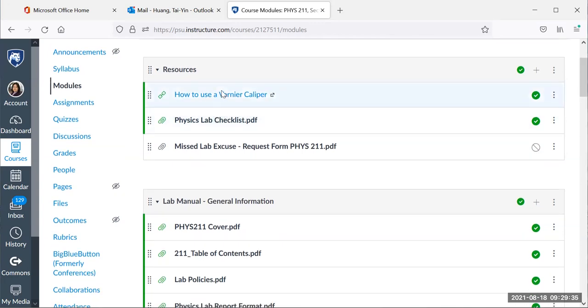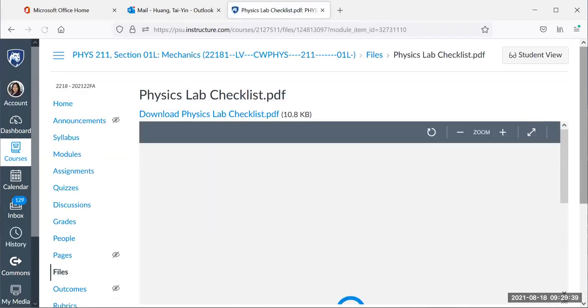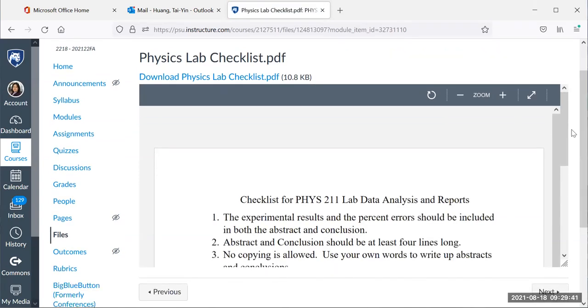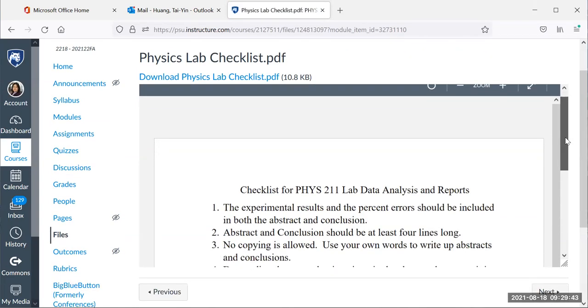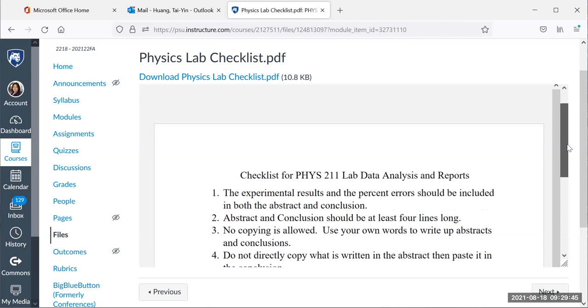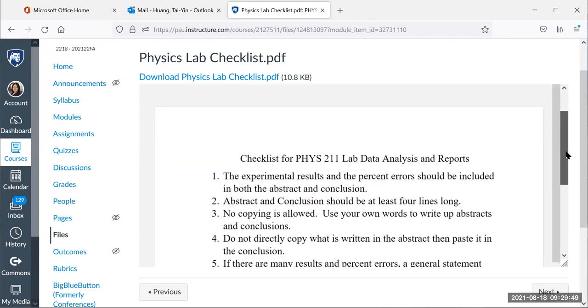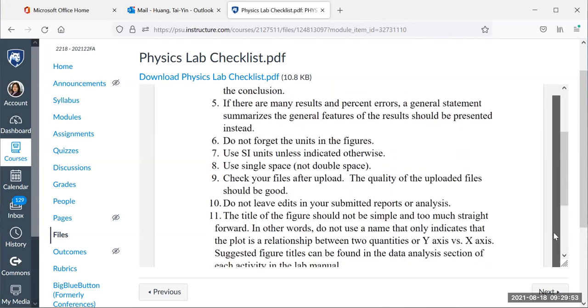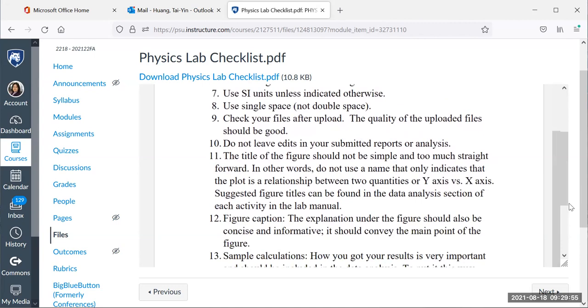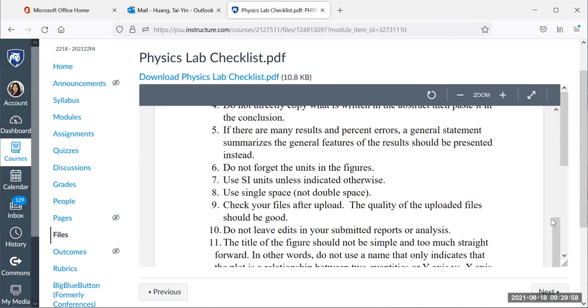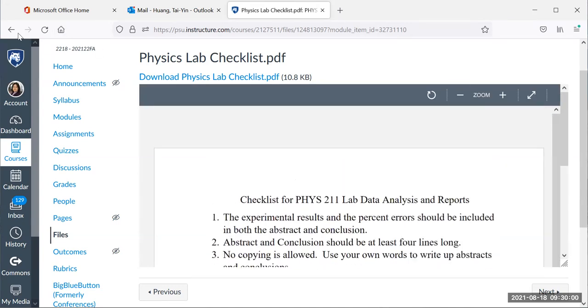And also, I want you to click on this. This is the lab checklist. Some students are wondering how to prepare a proper lab report, and this checklist shows what is to be included in the data analysis and also the reports. So you want to take a look and make sure that you follow these guidelines.